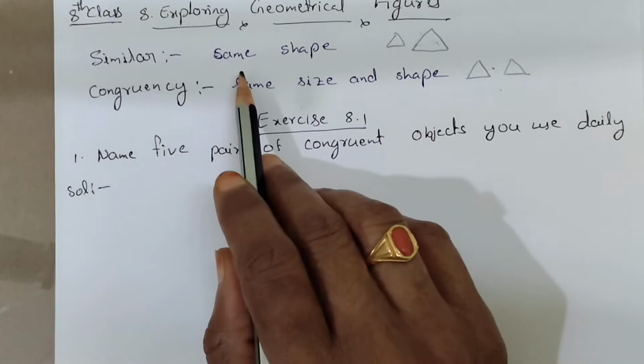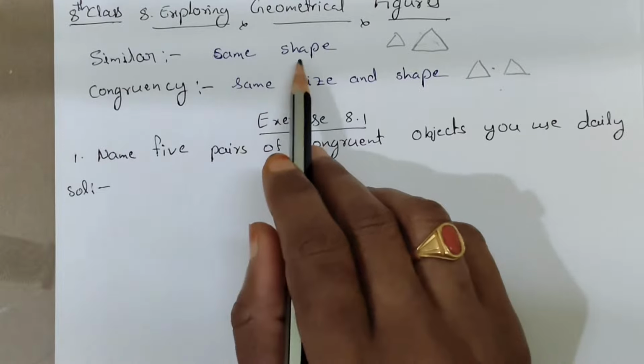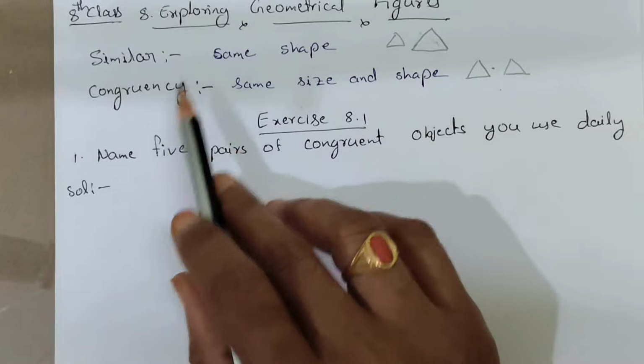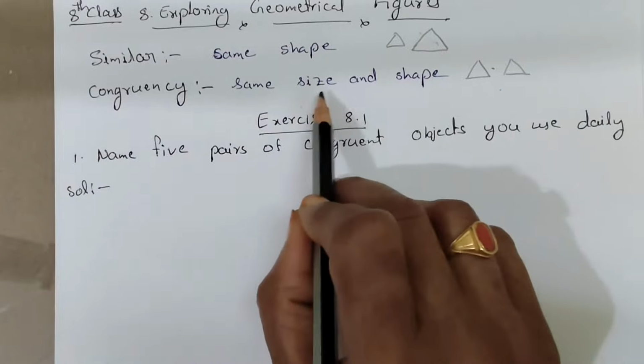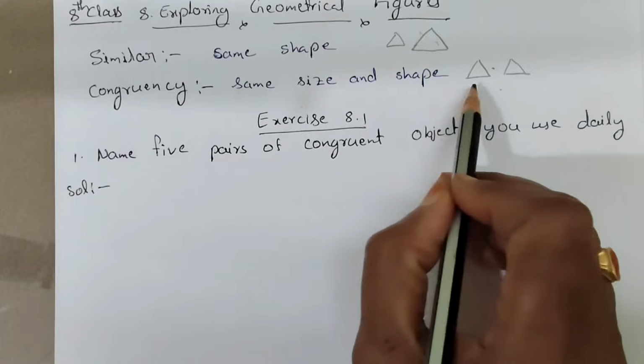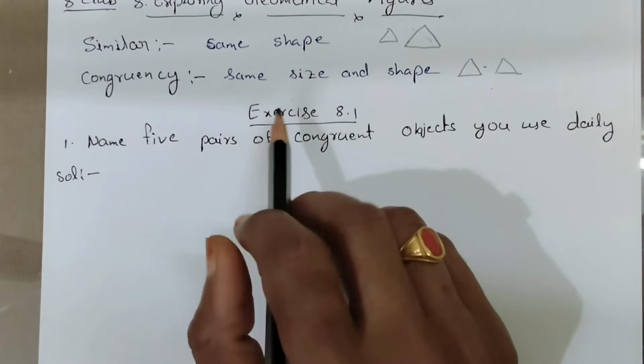Similarity means we compare any two objects with similar shape. That is called similarity. Now congruency, we observe the same shape and size. Same size and shape both the same, that is congruency. So we remember these two definitions.